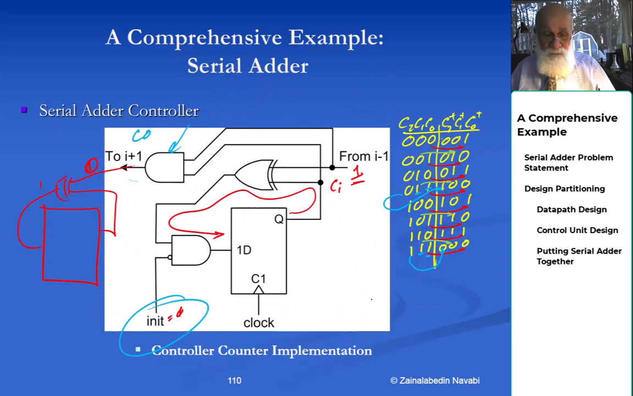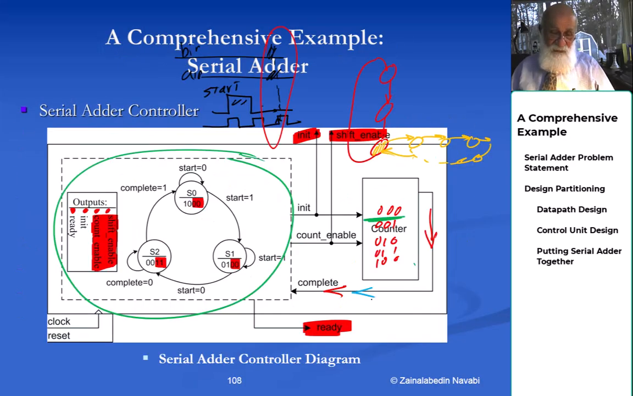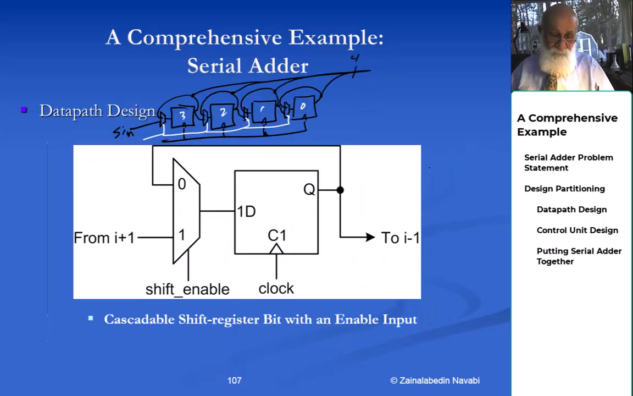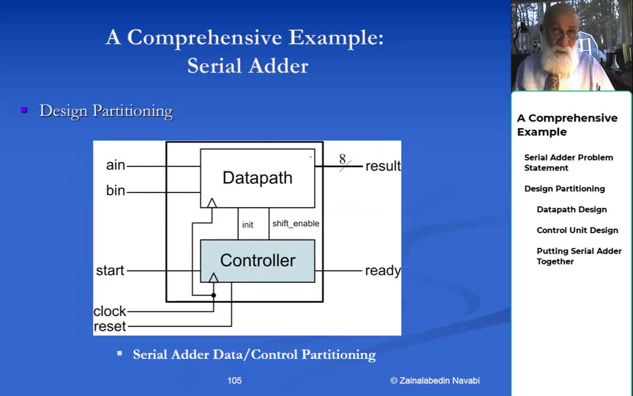All I do now is I have this done. I have this done. I take 8 of these, build this. I know how to do this. I know how to do this. And then I put the data path with all the 3 components, the controller with the counter and state machines together. That gives me my serial adder.